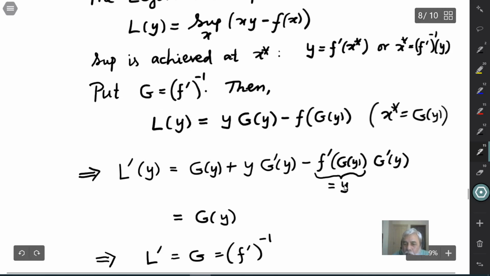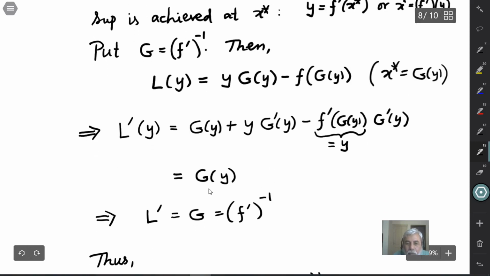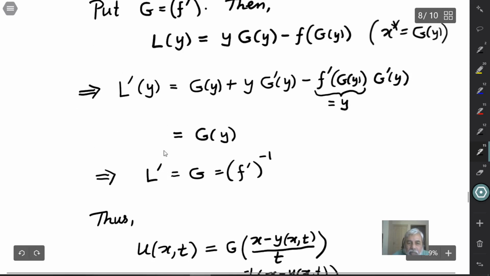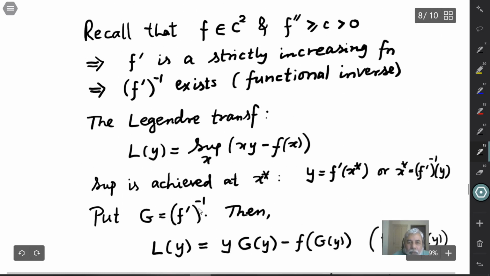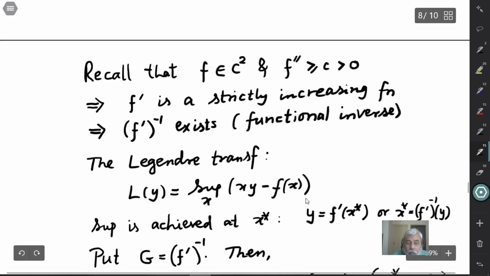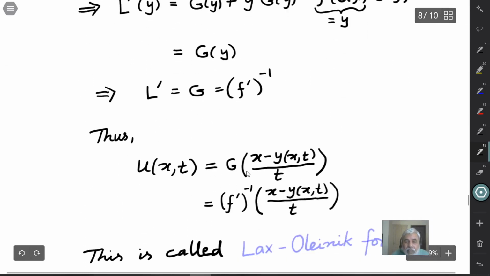So the last term is also y into g prime y with a negative sign, and here we have y g prime y with a positive sign, so that is equal to g of y. So this L prime y is nothing but g of y, and so we can now substitute that expression in this formula. So our u x t finally becomes u of x t equal to g of x minus y x t divided by t.